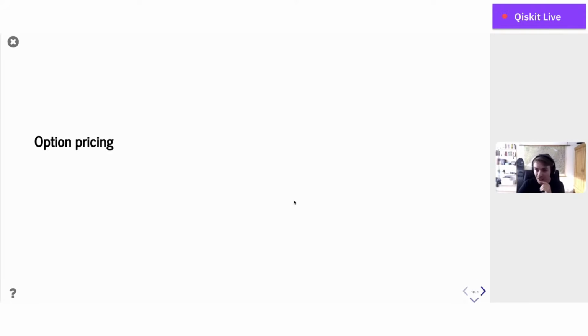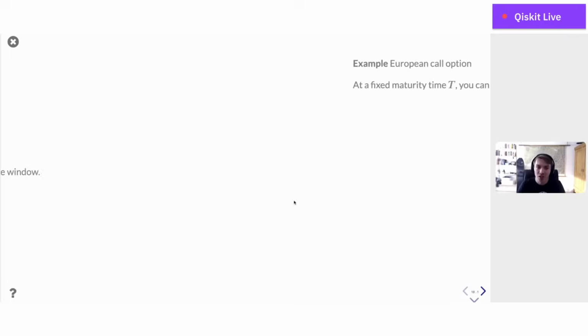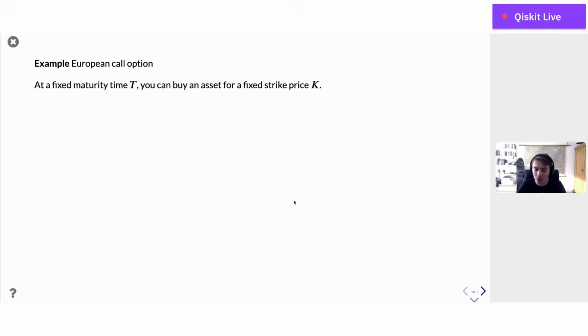All right. So that being done, let's talk about option pricing. A financial option is the right to buy or to sell an asset for a certain price in a certain time window. And going from this definition to a very practical example, let's have a look at the so-called European call option, which is probably the simplest option that exists.